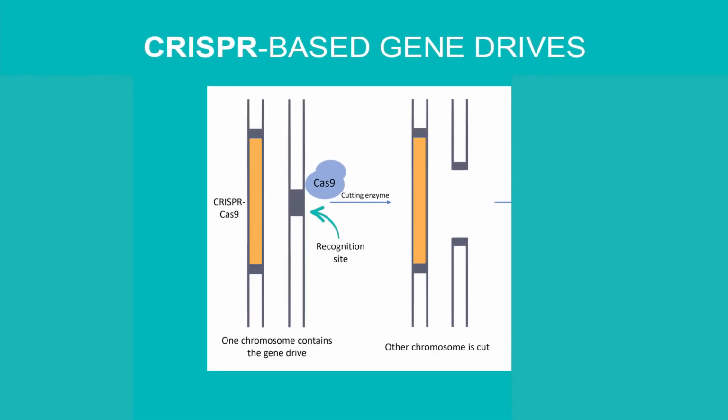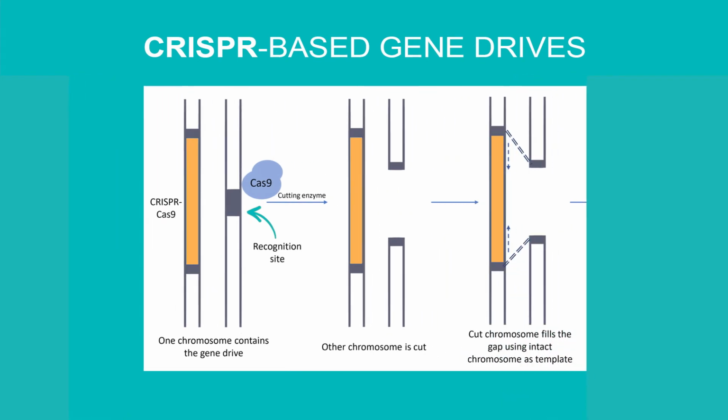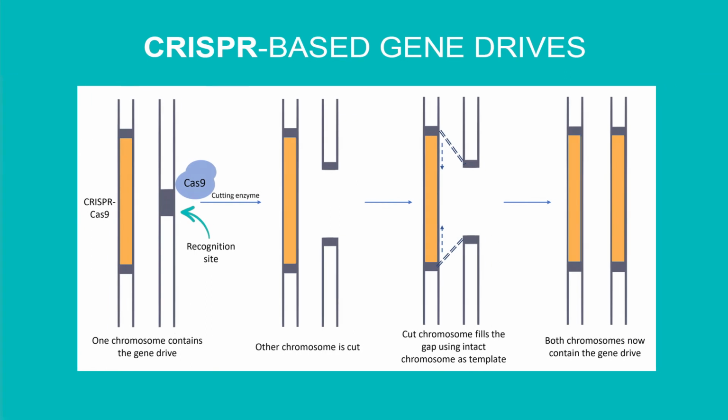What this copying mechanism does is use a very specific DNA cutting enzyme to cut the DNA of the chromosome that doesn't have the gene drive. When that chromosome is broken, it needs to repair itself. The way the cell repair machinery works is to look for an intact chromosome nearby, which is the one that contains the gene drive, and to use that intact chromosome as a template on which to repair and fill in the missing gap of DNA sequence that's created.